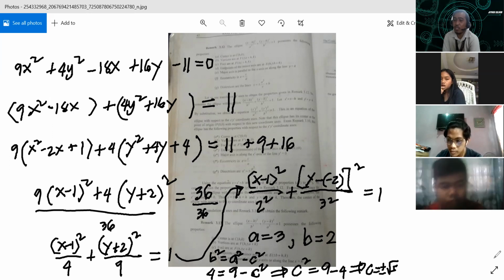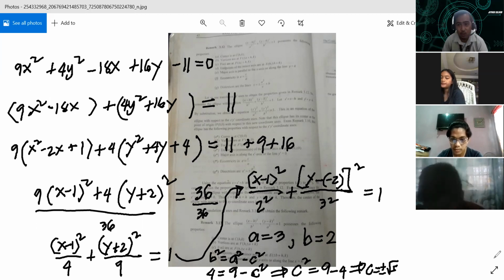2.236, sir. Oh, 2 point something. Right? Yes, sir. The square root of 4 is 2. So the square root of 5 is 2 something.